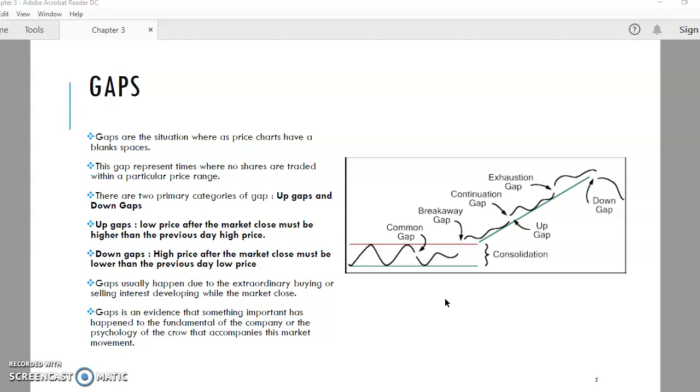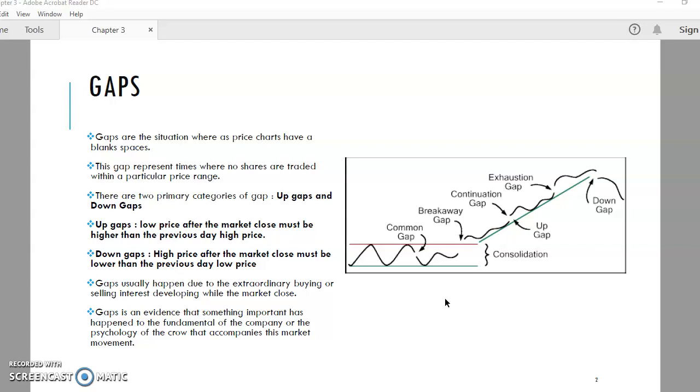As I mentioned just now, a gap up is where the lowest price of that new day is higher than the previous day's high. For example, I said the market opens at 2 ringgit 50 cent, and at the end of the day the market closes at 3 ringgit. That particular day, we can confirm as a gap up. Why? Because the lowest price after the market close is higher than the previous day high price. So gaps usually happen due to extraordinary buying or selling interest developing while the market is closed.